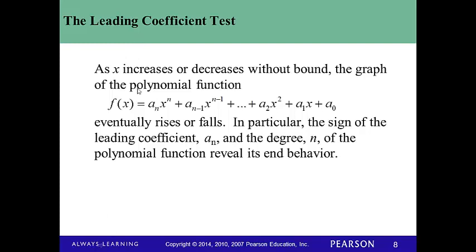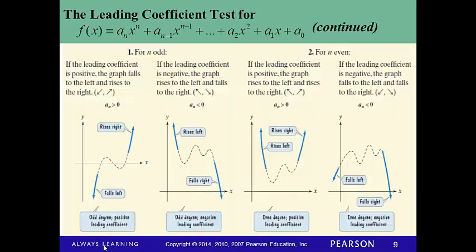So the leading coefficient test uses the leading coefficient and the degree of the polynomial to determine its end behavior. Alright, so this is how it breaks it down. We're going to start off looking at n as odd. So n is odd, which means your degree is odd. So you have odd degree, and if your leading coefficient is positive, then the graph falls to the left and rises to the right.